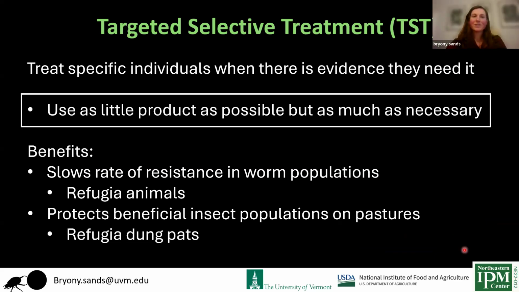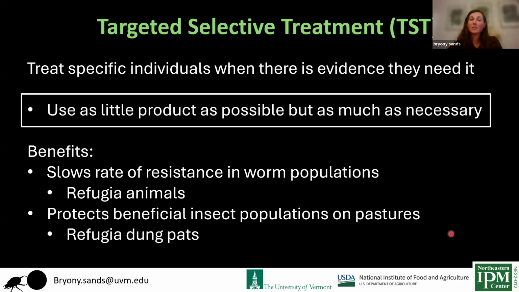So all of these techniques are helping us to achieve something called targeted selective treatment. And that is basically treating specific individual animals when there's evidence that they actually need it, instead of those blanket treatments of the whole herd that we saw earlier. And that can help us to use as little product as possible, but as much as necessary to make sure that our animals are healthy.